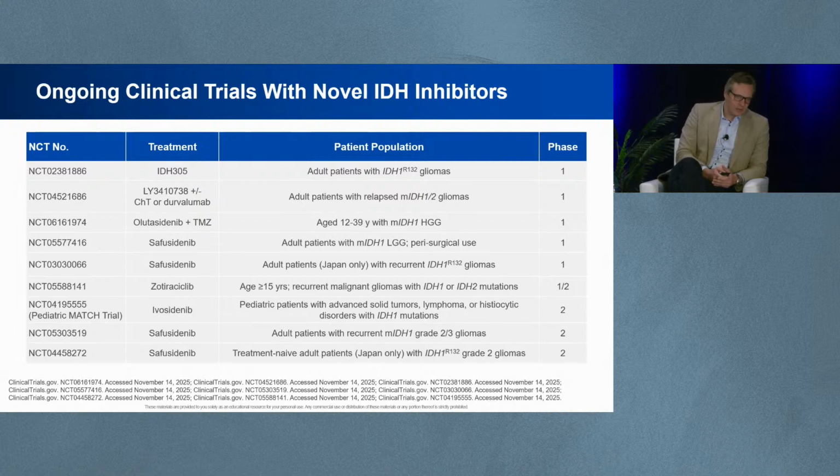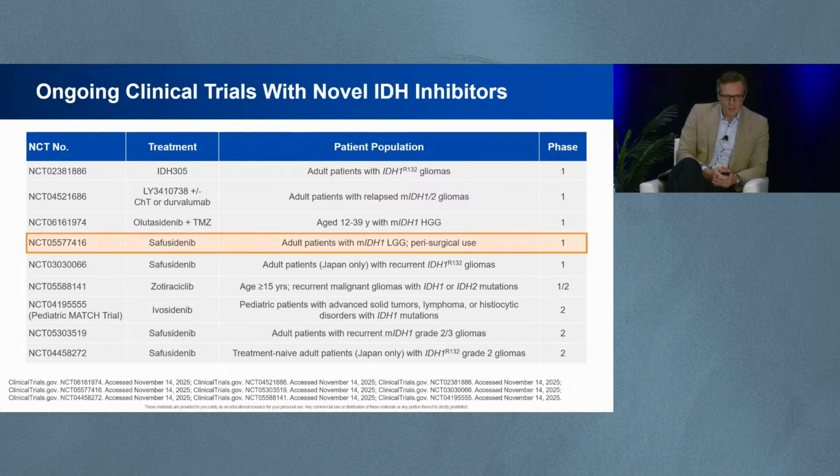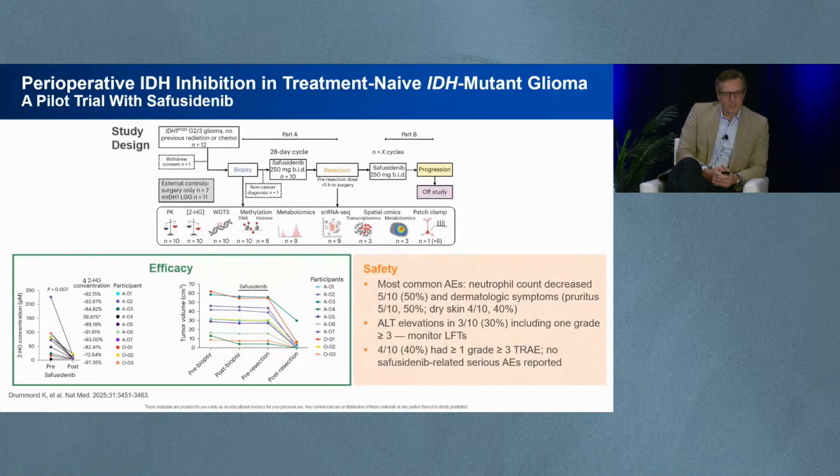But there are 2 studies that have recently been reported that I would like to highlight on a novel IDH inhibitor called savocitinib. There is quite an interesting paper that was published in Nature Medicine very recently, again looking at this drug, similar to what has also been reported for ivosidenib and vorasidenib in a perioperative setting.